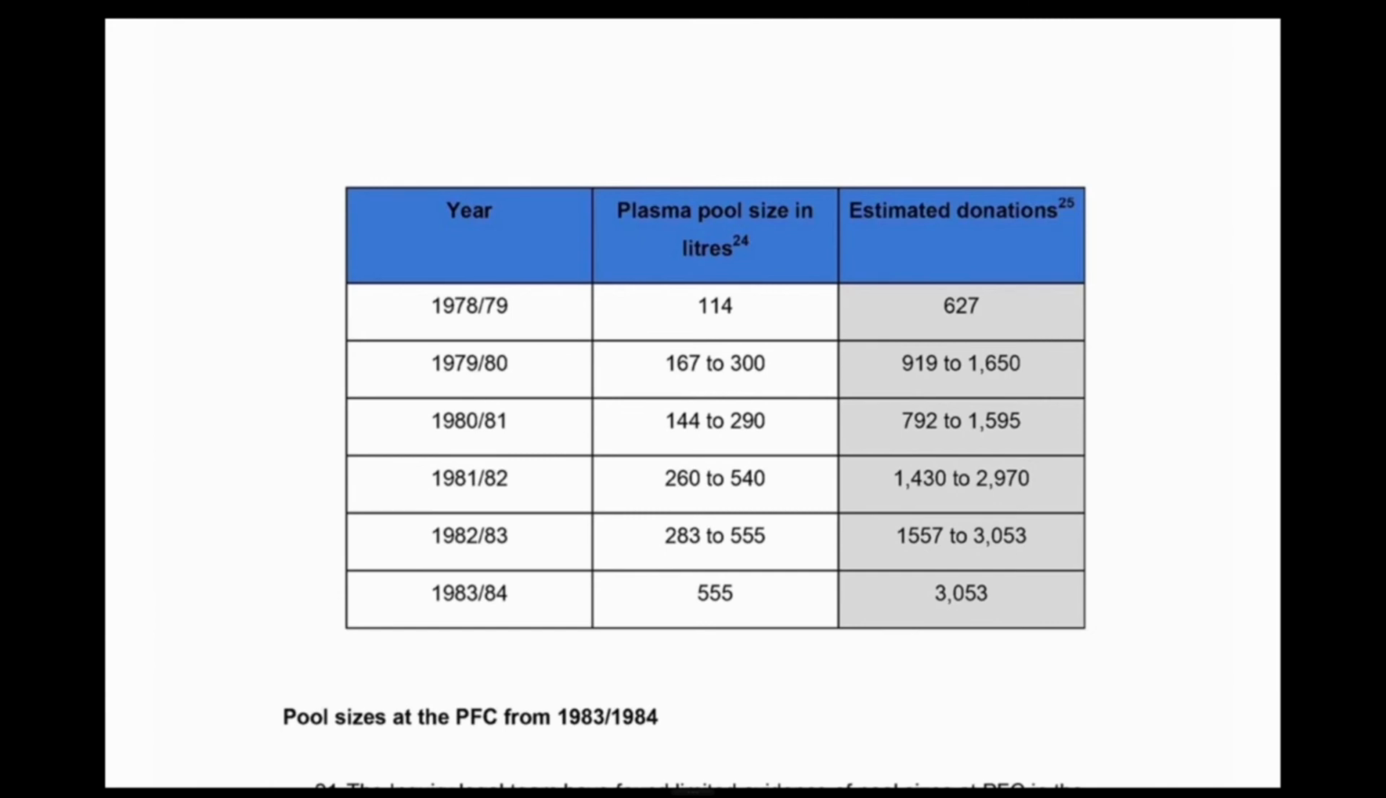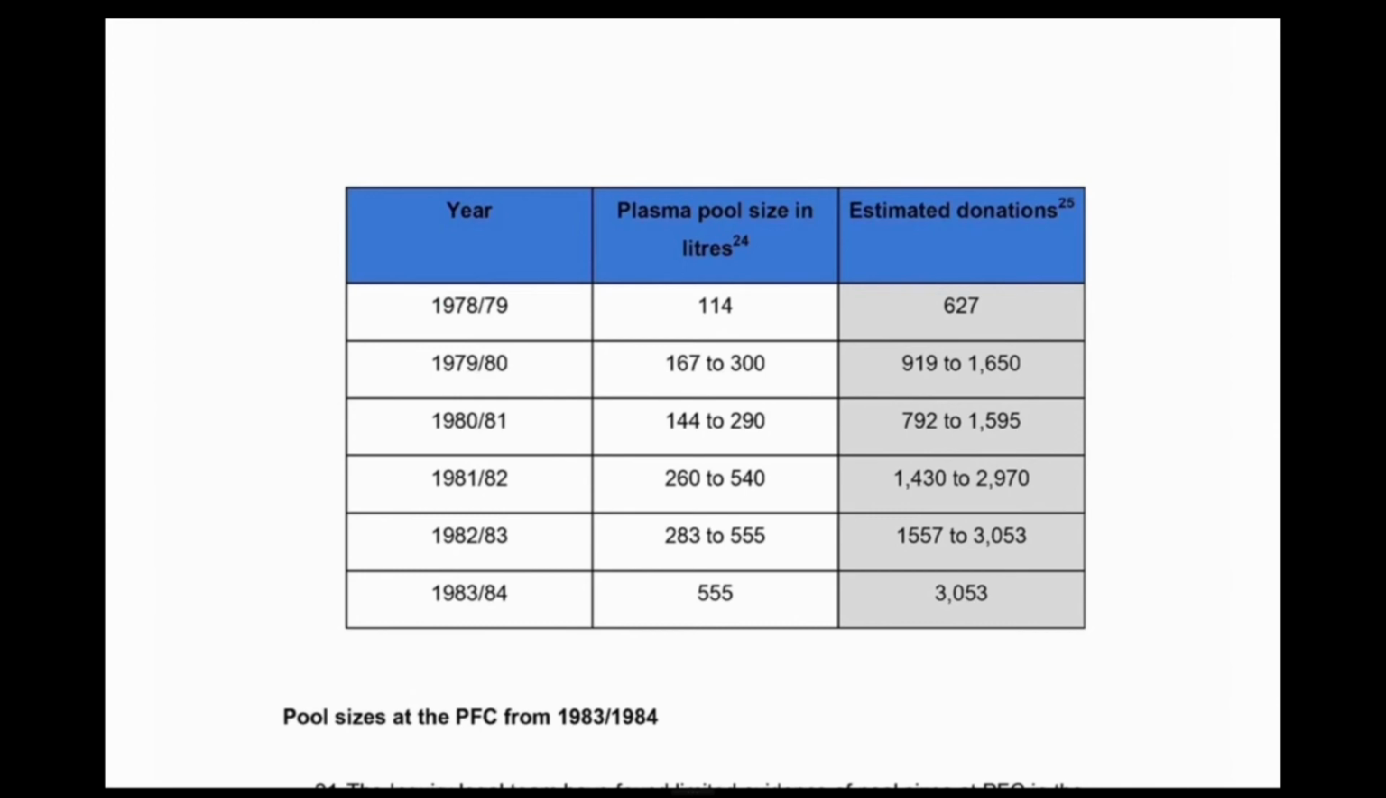But looking at that, we can see that from the data, the estimated donations for the pool size of 114 litres in 1978 to 1989 is 627. That is just one data point that we have from that year. 1979 to 1980, we have a range of between 167 to 300 litres. That is a range of donors from about 900 to about 1,650. 1980 to 81, the pool size in litres is 144 to 290 litres. The range in donors, 792 to 1,595.